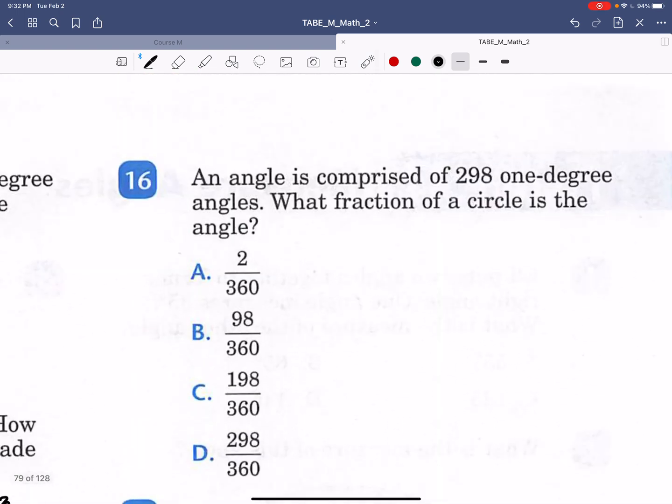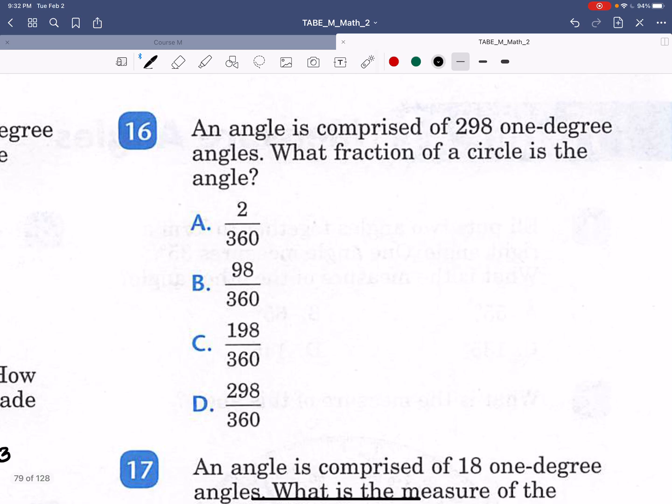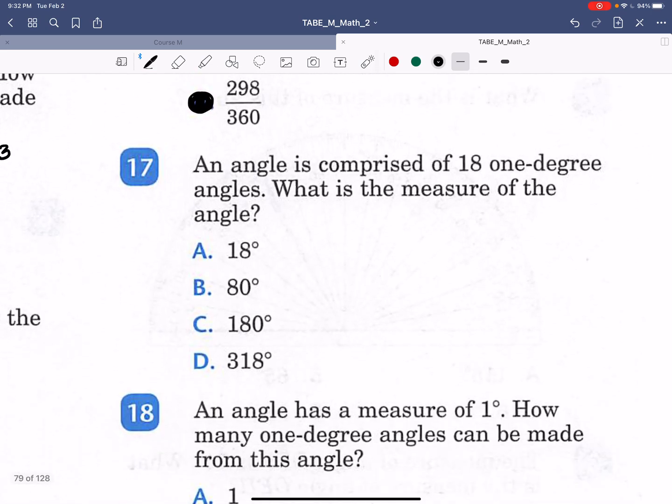Number 16. An angle is comprised of 298 1-degree angles. What fraction of a circle is the angle? So 360 is the circle. 298 times 1 is 298. So number 16 is D. Number 17. An angle is comprised of 18 1-degree angles. What is the measure of the angle? So 18 times 1, that's 18 degrees.